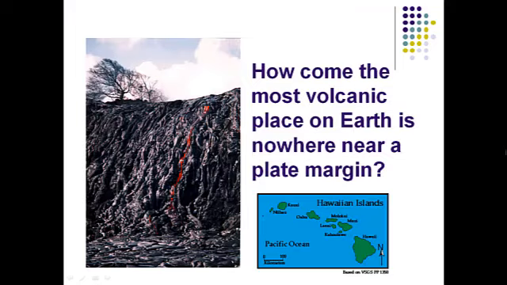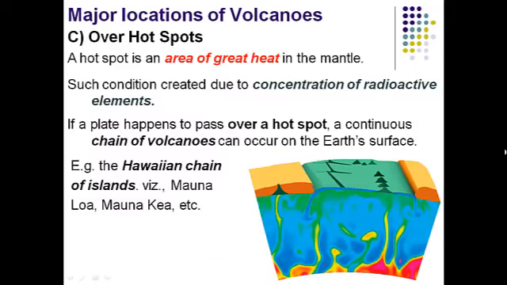After understanding convergent and divergent volcanoes, now we'll know about the third important location where volcanoes are very prominent. It would be very interesting to know how come the most volcanic places on earth are nowhere near a plate margin. Yes, it is true. Let's understand the third location in detail. Major location of volcano, the third category is over hotspot.